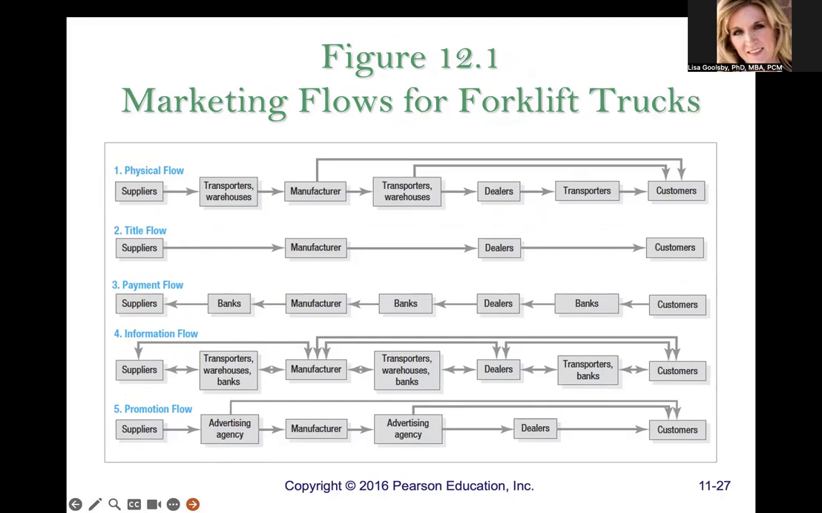This is the marketing flow for forklift trucks. You have the physical flow, you have the title flow, the payment flow, the information flow, and the promotion flow. A lot of things transpire in getting from the supplier or the manufacturer to that end user consumer.